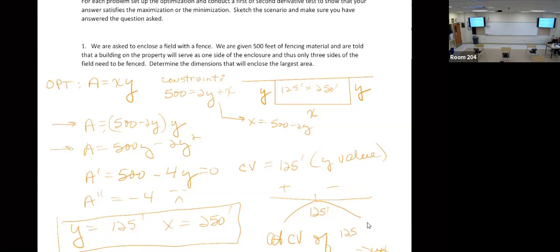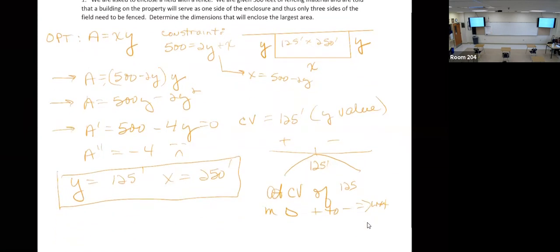I then distributed, got my objective function in one variable, took the first derivative, and took the second derivative. The second derivative tells me the critical value will result in a maximum, which is what I'm looking for. Then I set the first derivative equal to zero. I get a critical value for y of 125 feet. I test either side of the critical value in the first derivative. If I plugged in a 1, I got a positive number. I plugged in a 200, I got a negative number. So at the critical value of 125, the slope changes from positive to negative, and therefore I have a max.